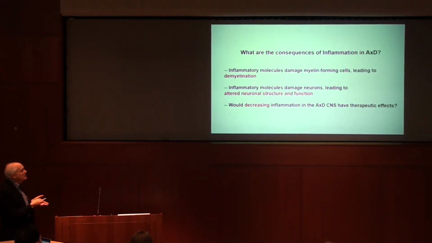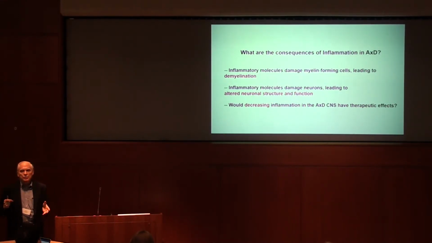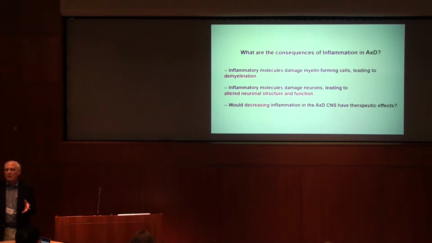The second thing is that inflammatory molecules can damage neurons. There's a very, very slim medical literature on this, however. And I don't quite understand why, but there is a very small literature on the effects of some of these molecules on neurons. Some of it's been done in culture. Some of it's been done in slices of mouse brain or rat brain.